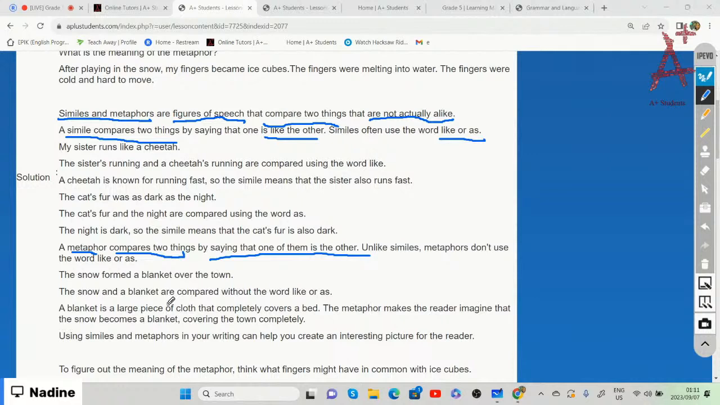All right. A blanket is a large piece of cloth that completely covers a bed. So the metaphor makes the reader imagine that the snow becomes a blanket covering the town completely. So that is how they make the comparison.